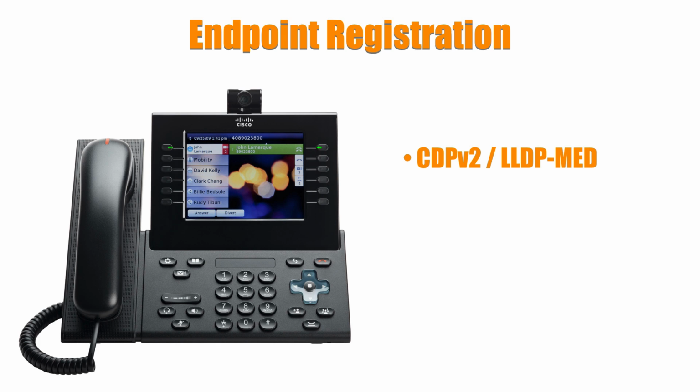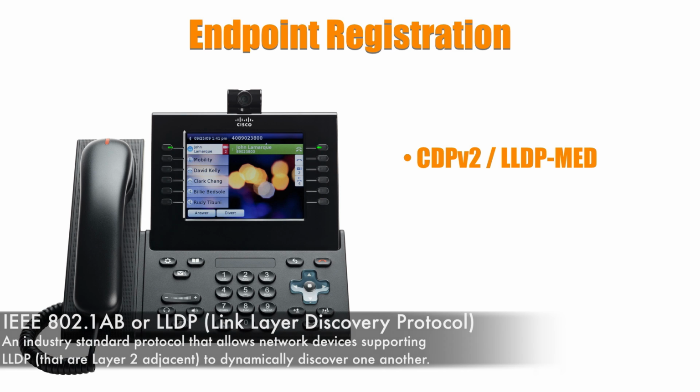That way, when the phone goes out to make a DHCP request to say, hey, I need an IP address, it's going to request an IP address as part of the appropriate subnet because it knows its voice VLAN. LLDP is an industry standard version of CDP. It has a few additional capabilities. It's a bit more flexible in many environments.